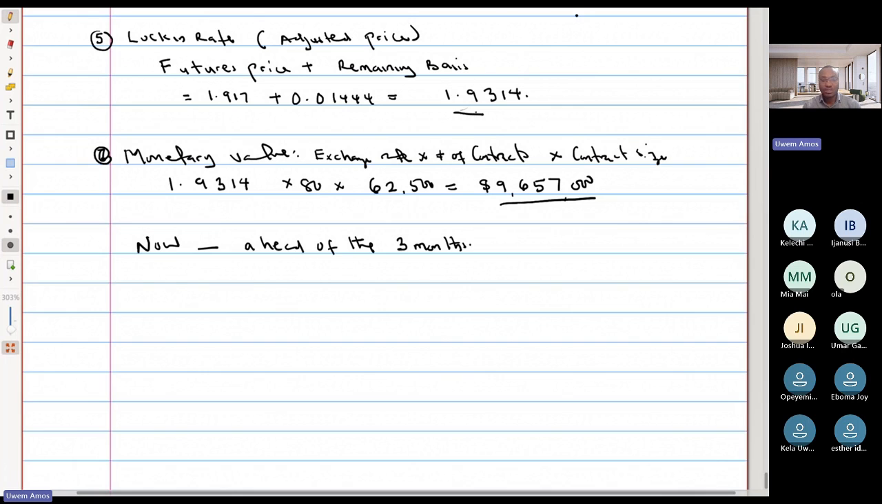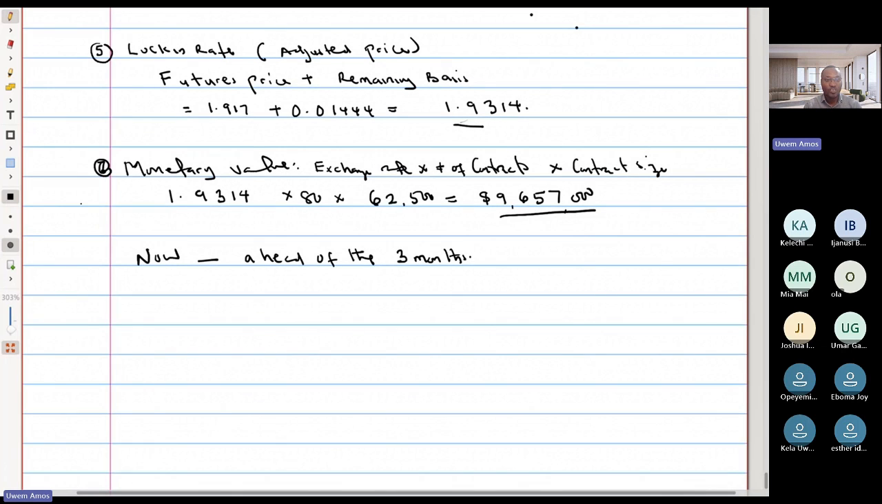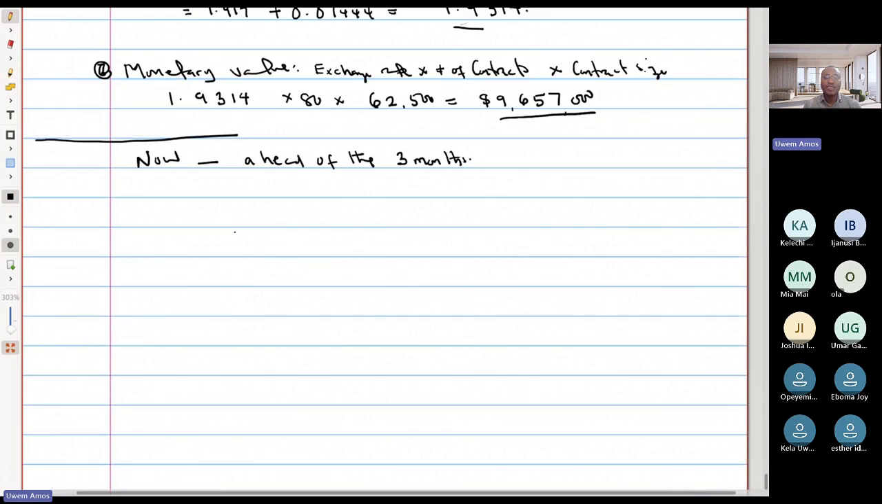Now, what happens? Now, this is not part of the question. I'm just extending this just in case you have that as part of a question. Now, what happens if in 3 months' time, the exchange rate is, let's say, 1.95? And what also happens in 3 months' time if the exchange rate is 1.2? So what happens if this is what happens in 3 months' time?